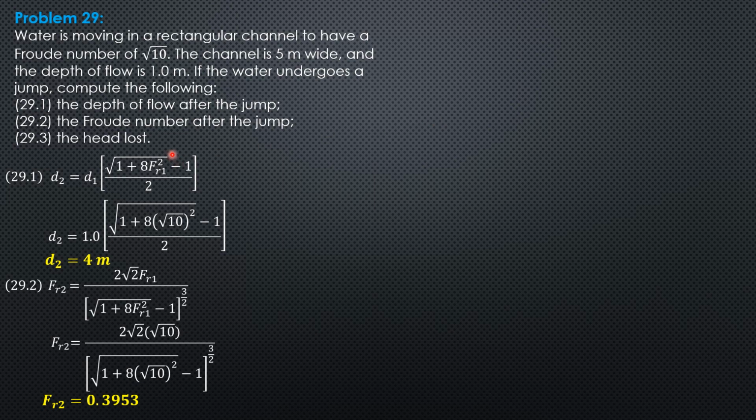Then finally, the head loss. The direct formula, which is in problem 28, is the quantity depth 2 minus depth 1 cubed over 4 times depth 1 times depth 2. So substitute: 4 minus 1 cubed over 4 times 1 times 4. So it is 27 over 16, or 1.6875 meters.